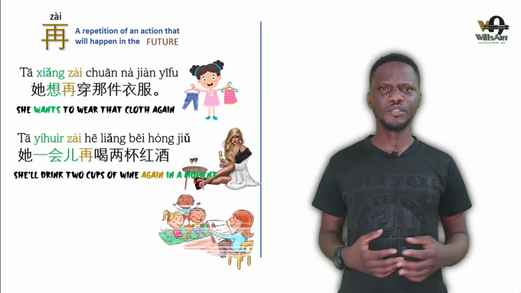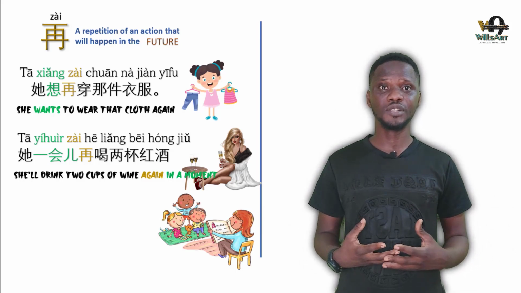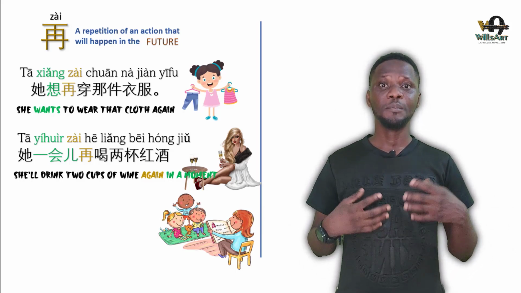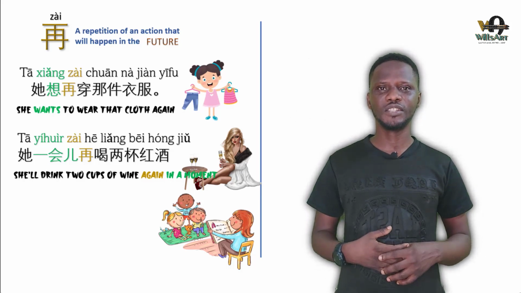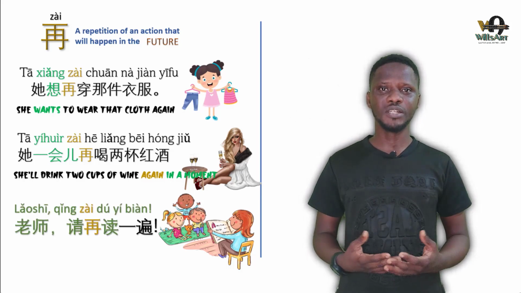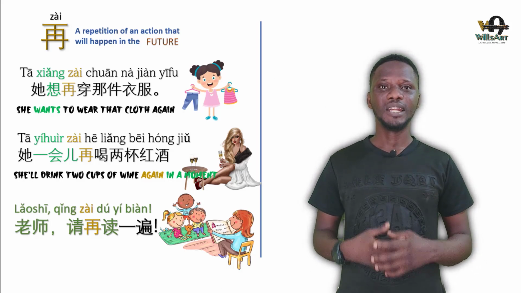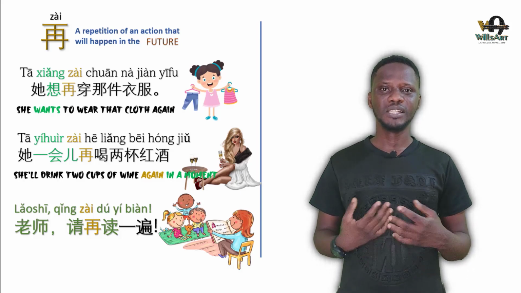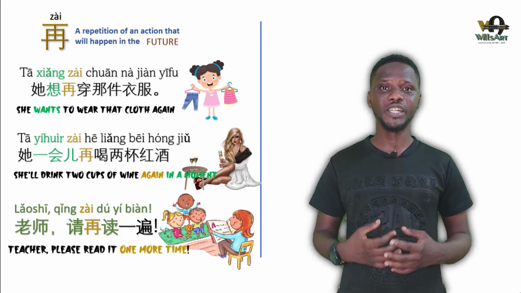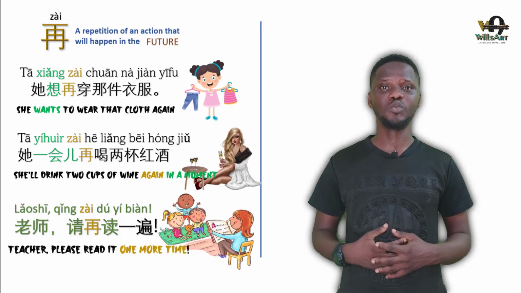So let's say your teacher has been reading a story to you and you're interested in that story. What will you tell the teacher? Please read it one more time. So how do you say that in Chinese? 老师，请再读一遍。Teacher, please read it one more time.